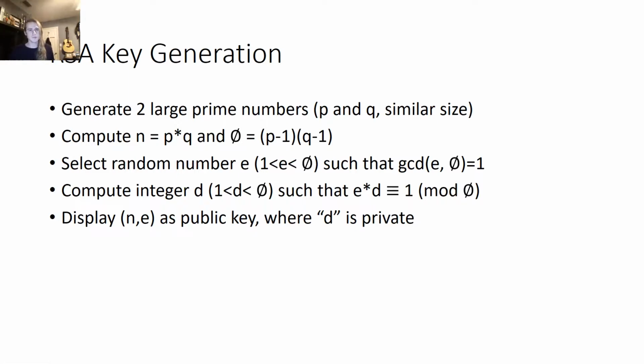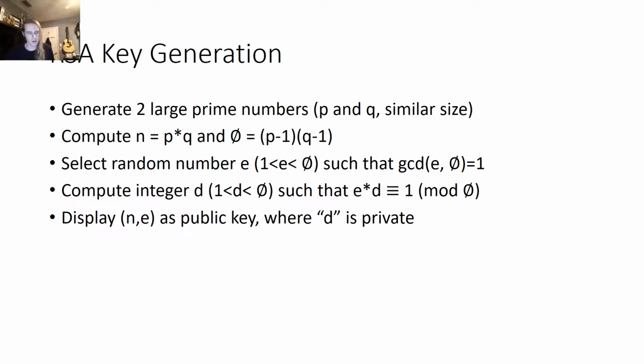So, for RSA's key generation, we will generate two large prime numbers of equal size, denoted as P and Q. We will compute N, which is equal to P times Q, and our totient, which is equal to (P minus 1) times (Q minus 1). We will then select a random number E such that GCD of E and our totient is equal to 1, and we need to compute another integer D such that E times D is congruent to 1 mod our totient. These have a size requirement as well.